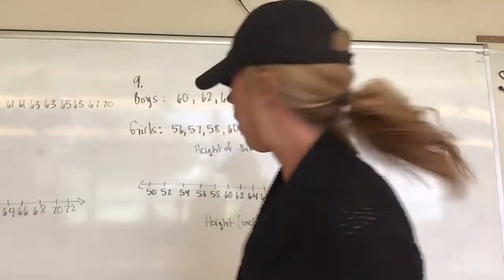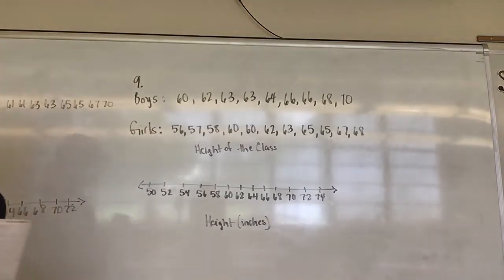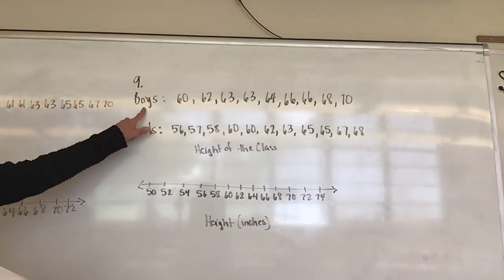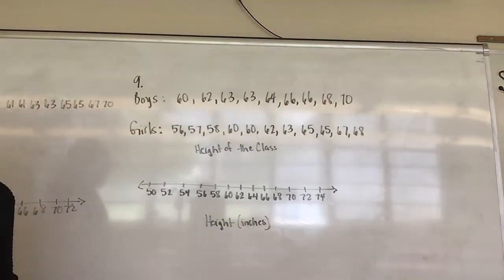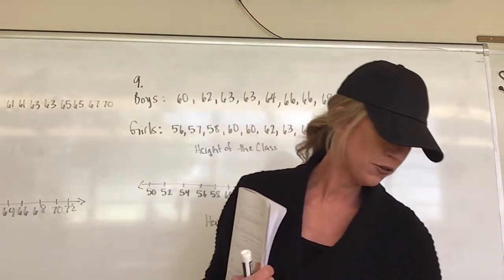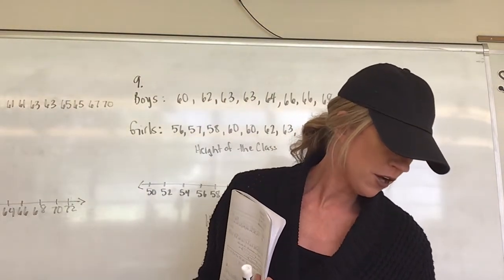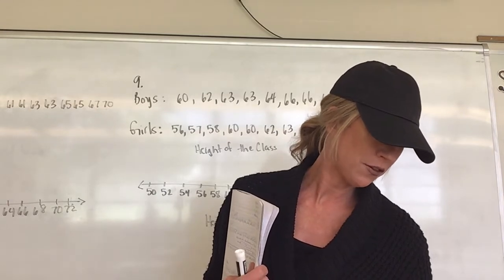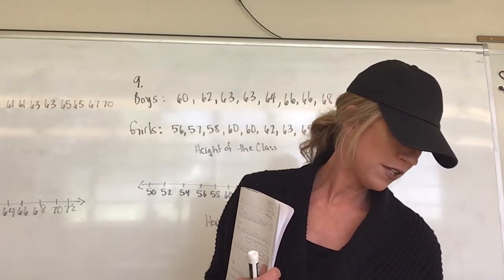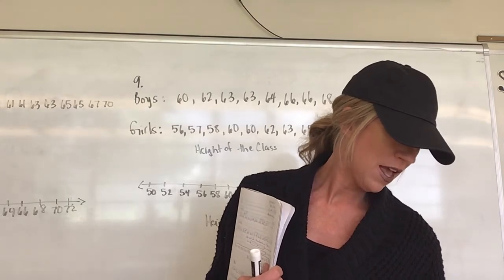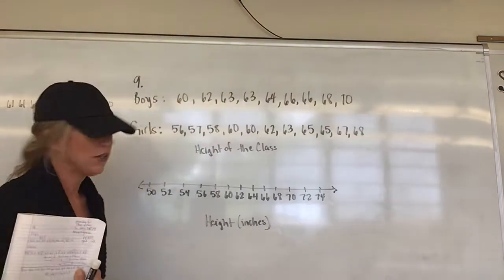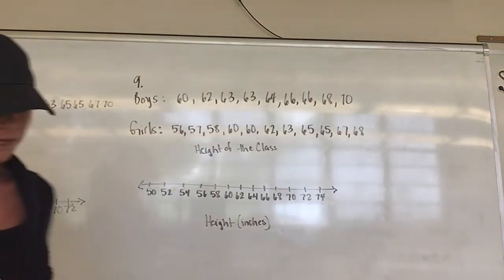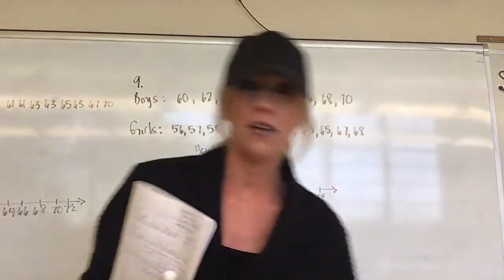So up on the board, I have number 9, and I have already taken the boys' data and the girls' data, and I've already ordered it for us so that we could see the data. So first of all, we are supposed to make a box and whisker plot to represent both the boys and then the girls' data, and they wanted us to do it on the same number line so that we could see this. So we know that there were 11 heights for girls, and there were, let's see, 9 for boys.